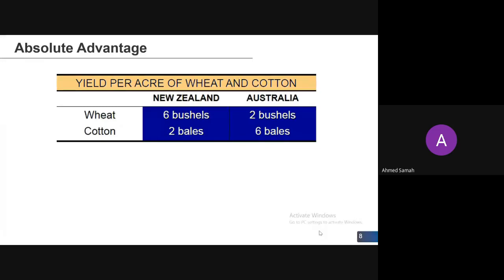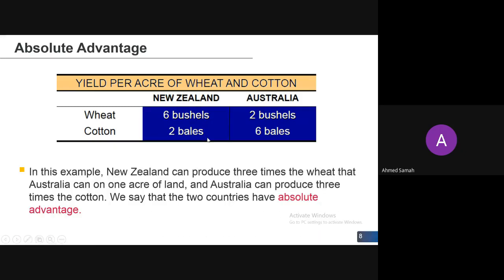wheat and cotton production between two countries, New Zealand and Australia. What we see is that, let's say per acre, New Zealand can produce 6 bushels and 2 bales if they employ all the factors of production they have to produce this particular product. So if they want to produce 6 bushels, they will have to let go 2 bales of cotton.